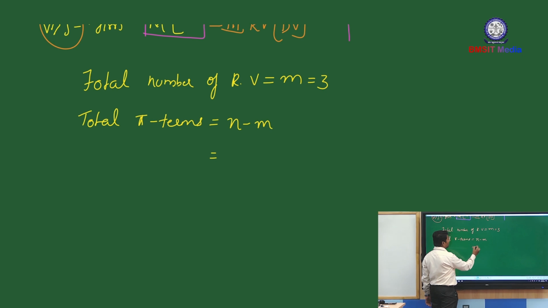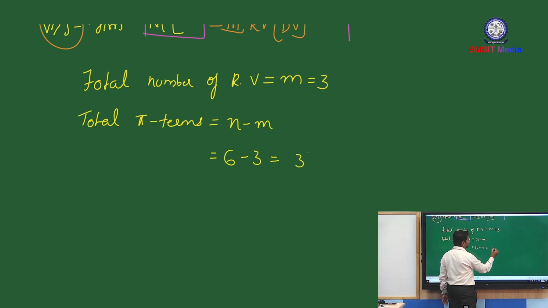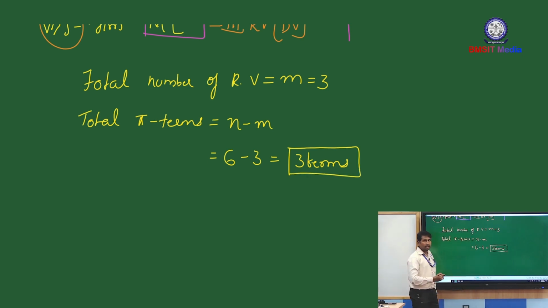What is the n we have taken earlier? We have taken n as 6 and m is 3. So the number of pi terms is 3. What does this 3 indicate? We have reduced the 6 variables into 3 pi terms, so that it is easy to solve the problem. Next, by using this, I am going to write the pi terms. What are all the pi terms now?